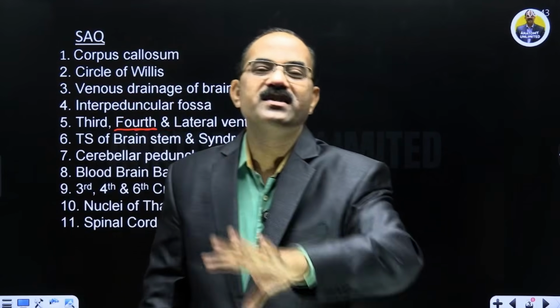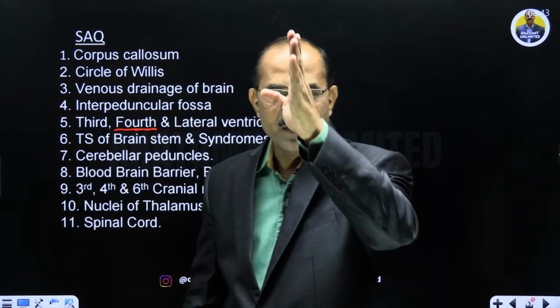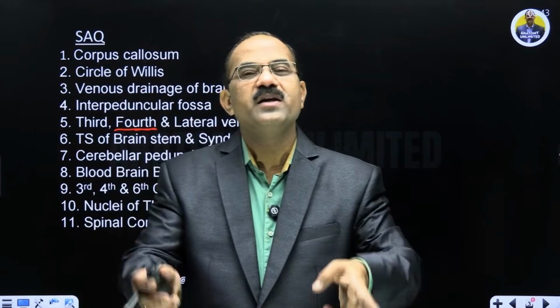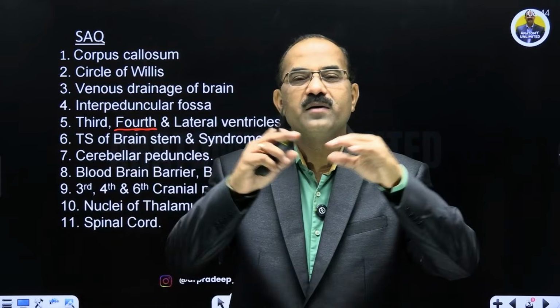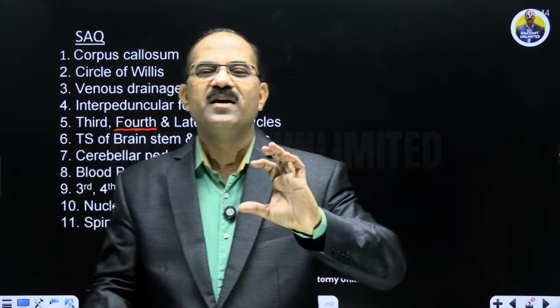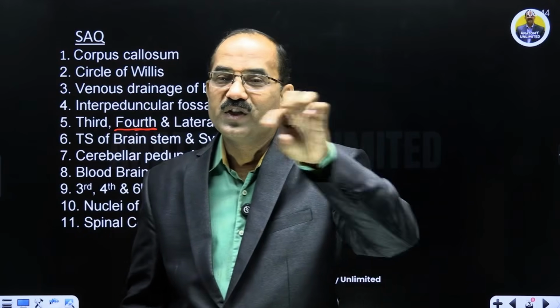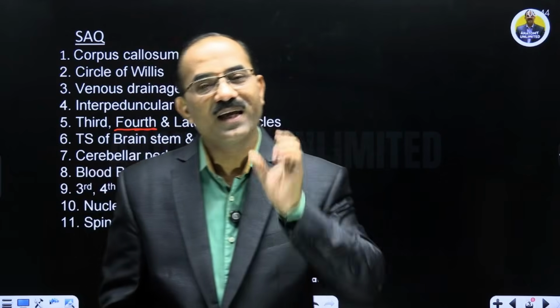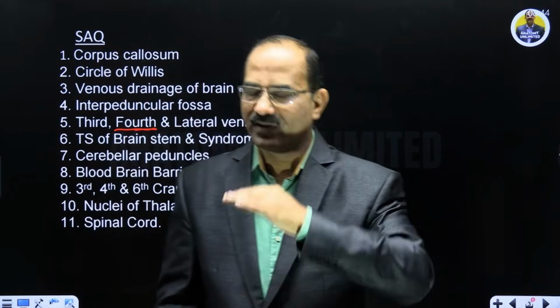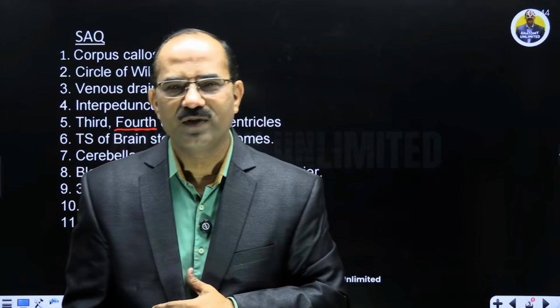उसका floor कैसे बनता है? What is median sulcus, limiting sulcus, median eminence? What is stria medullaris? पॉन्स में क्या मिलता है? फेशियल कॉलिकुलस. मेडुला में क्या मिलता है? हाइपोग्लॉसल ट्रायंगल, वेगल ट्रायंगल. ये कैसे फॉर्म होते हैं? दैट यू हैव टू राइट. यू हैव टू ड्रॉ दिस सेक्शंस ऑफ द ब्रेन स्टेम.